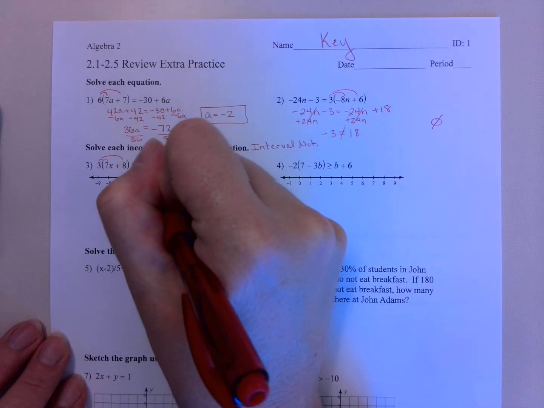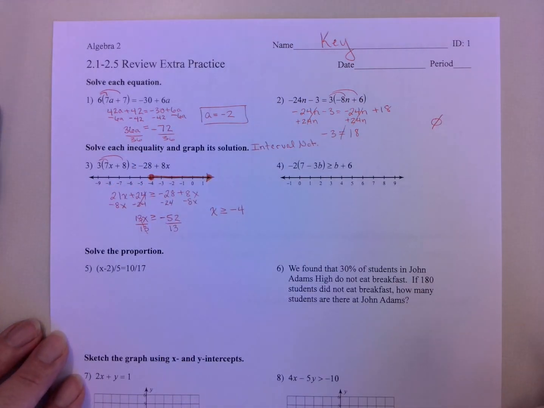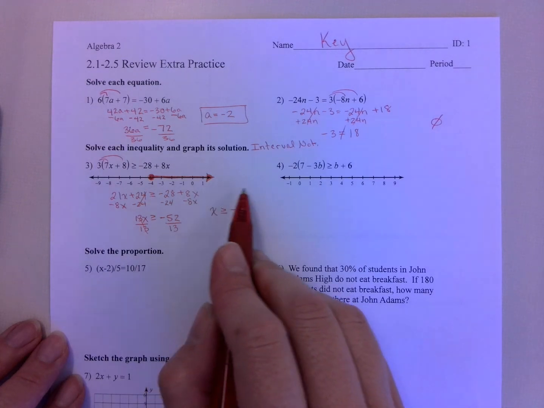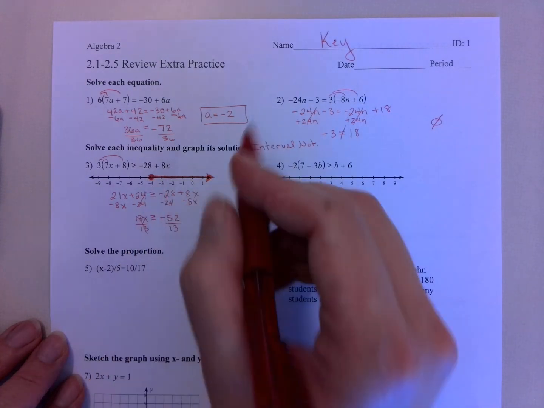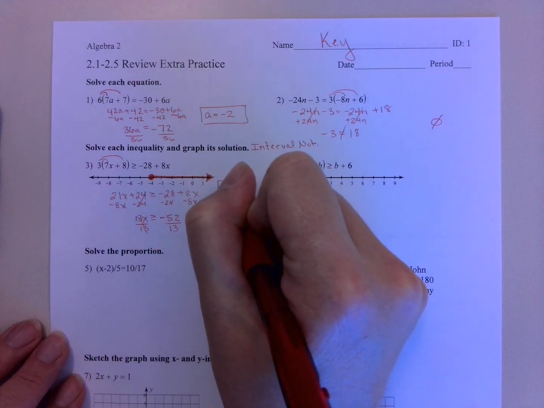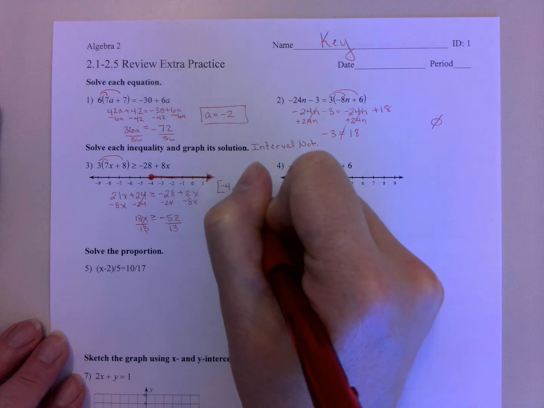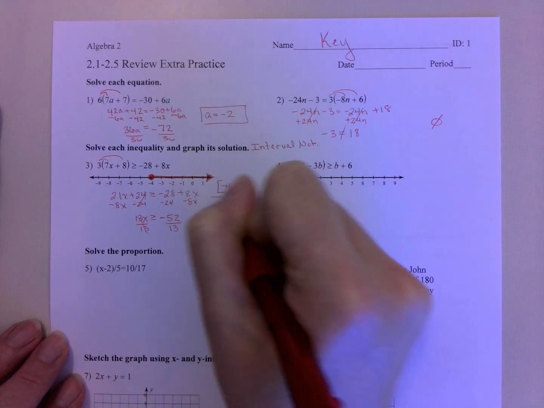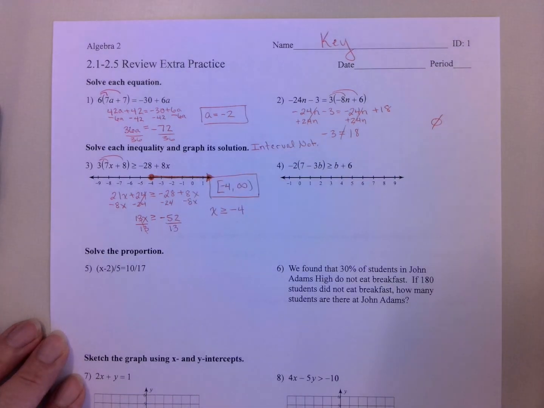There it is. Now let's take a minute and put that into interval notation. Interval notation always goes from the low to the high. The low here is negative 4, and it is included, so bracket. And it goes to positive infinity, always a parenthesis. So that is our final answer.